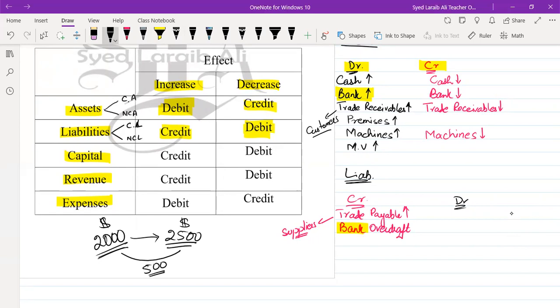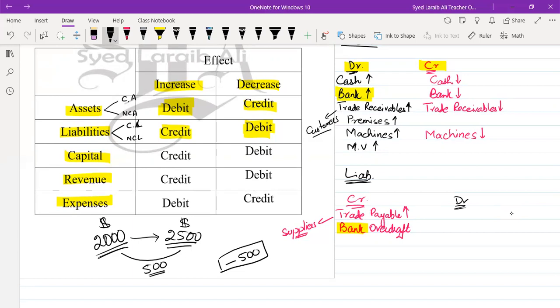The bank will give you the loan, and now in your bank account, the bank balance will drop to minus 500. When it drops to minus 500, it is called bank overdraft. So when the bank amount is in positive form, it's your asset.